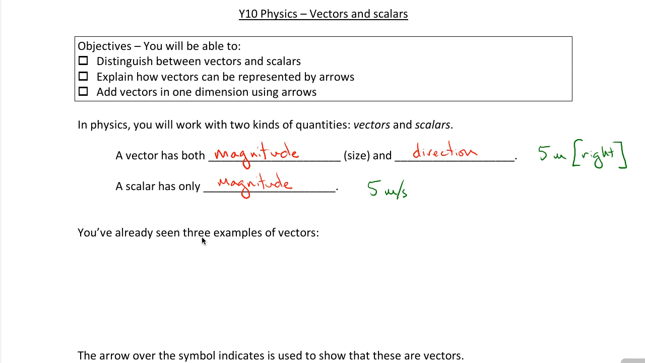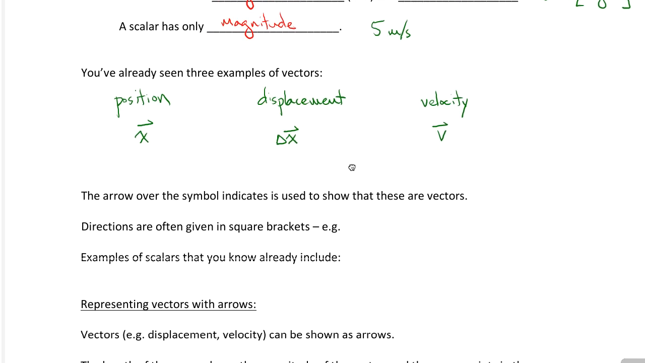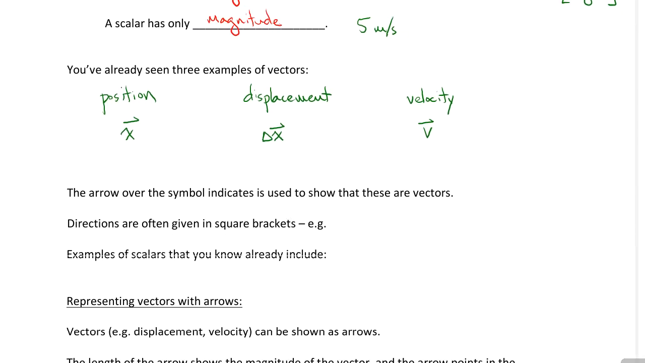So we've seen several examples of vectors already. We've seen position, and we gave position the symbol x, and we put the little arrow over top of it to indicate that it's a vector. We've also seen displacement. And displacement is just the change in position. So delta means change. Change in position is displacement. And now in the last lesson, we saw velocity. And velocity, v with the arrow over top of it, is the rate of change of position. Again, the arrow over each of those symbols is what's used to show that it's a vector.